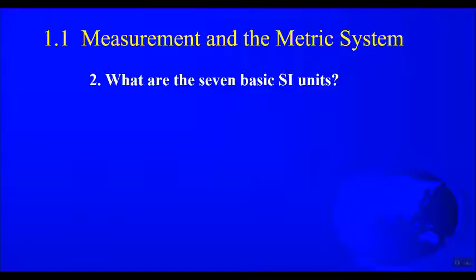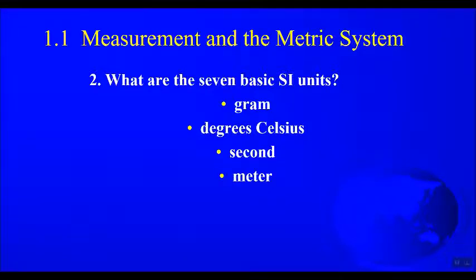What are the 7 basic SI units? Every other way of measuring things will be based on these seven. These are it. The gram, which is of course going to measure the amount of stuff. Degrees Celsius is going to measure the temperature or how much energy it has. Seconds is going to measure time. Meter is going to measure length. Mole is going to measure the number of things.